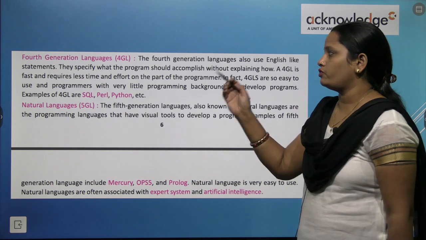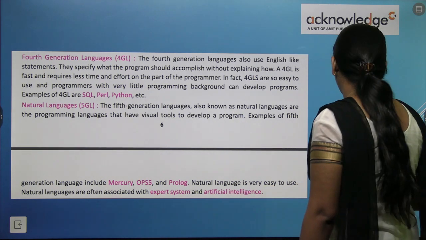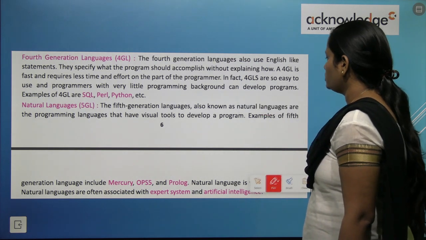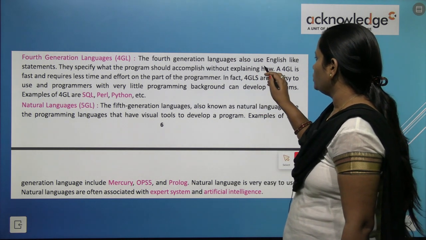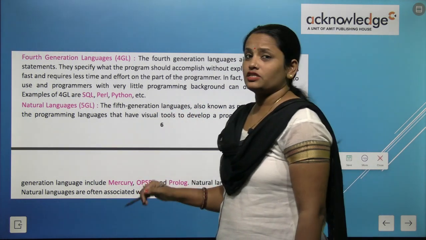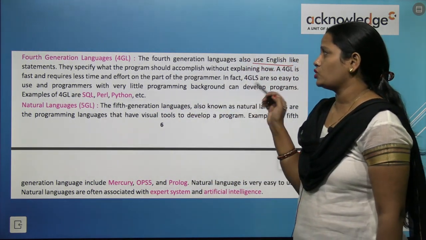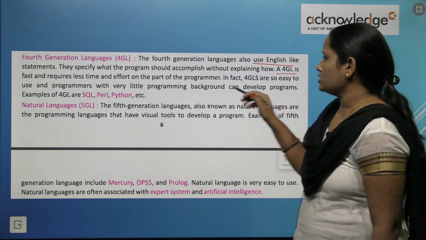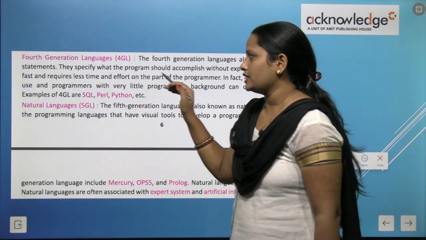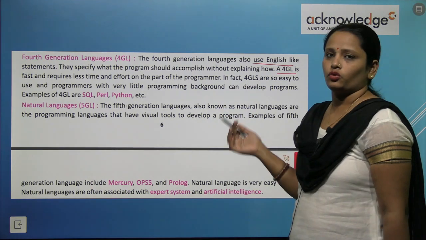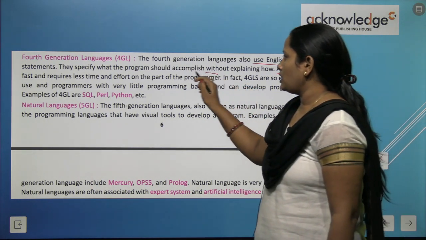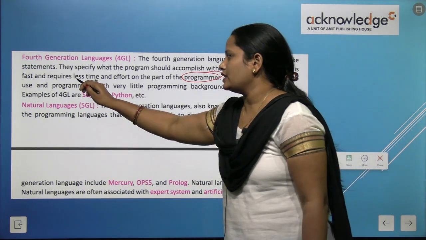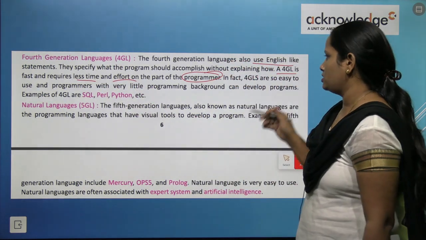Next we come to the fourth generation language. This is the second language of the high level category. The fourth generation languages also use English like statements. They specify what the program should accomplish without explaining how. A 4GL is fast and requires less time and effort on the part of the programmer. So the programmer has to do less work here.